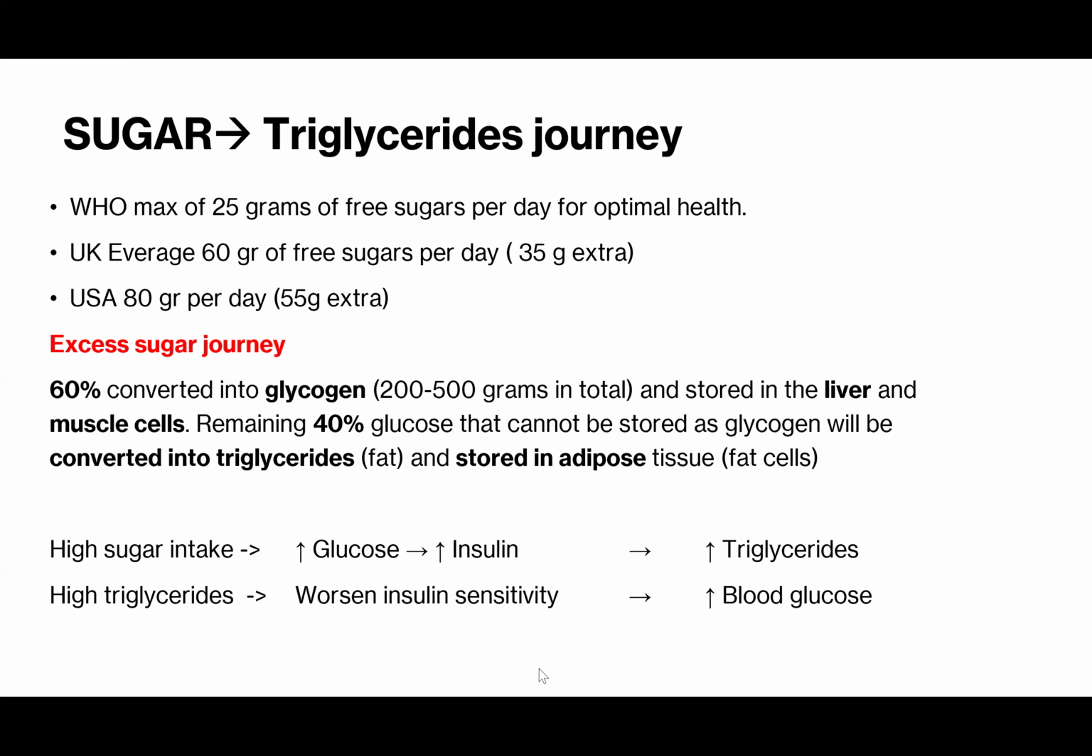Approximately 60% of the sugar gets stored in glycogen form. But there is a limit to how much we can store, around 200 to 500 grams in total, stored in liver and muscle cells. Then when we exercise, for example, our organism releases this sugar into the bloodstream. But the remaining 40% of glucose that can't be stored in the muscle or liver gets converted to triglycerides and stored in adipose tissue.